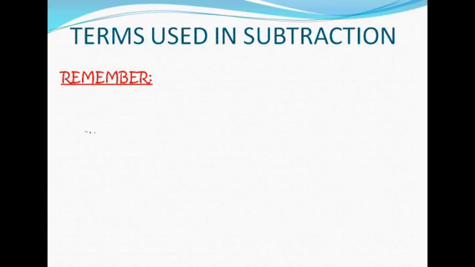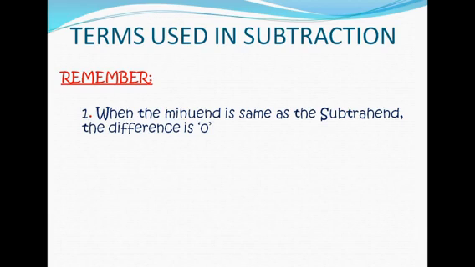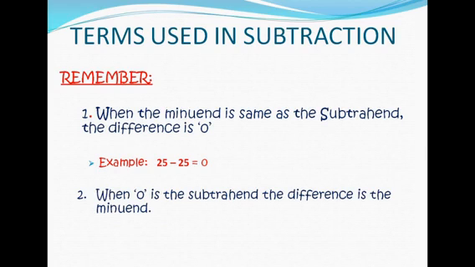Remember, when the minuend is same as the subtrahend, the difference is 0. Example, 25 minus 25 is equal to 0. When 0 is a subtrahend, the difference is the minuend. Example, 25 minus 0 is equal to 25.